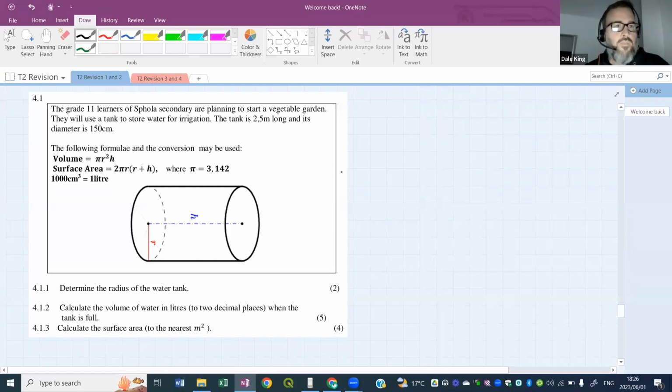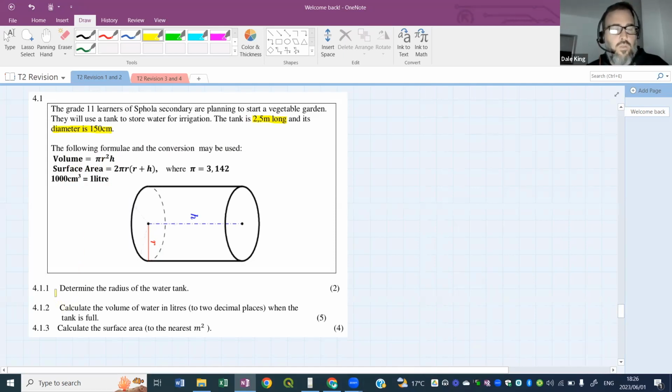Here's the question, so I'll read it with you. The grade 11 learners of Spola Secondary School are planning to start a vegetable garden. They will use a tank to store water for irrigation. The tank is 2.5 meters long and its diameter is 150 centimeters. So that information is important. The following formulae and the conversion may be used. So they give you everything: a volume formula, a surface area formula, and a conversion in case we need it. And here are the questions below.